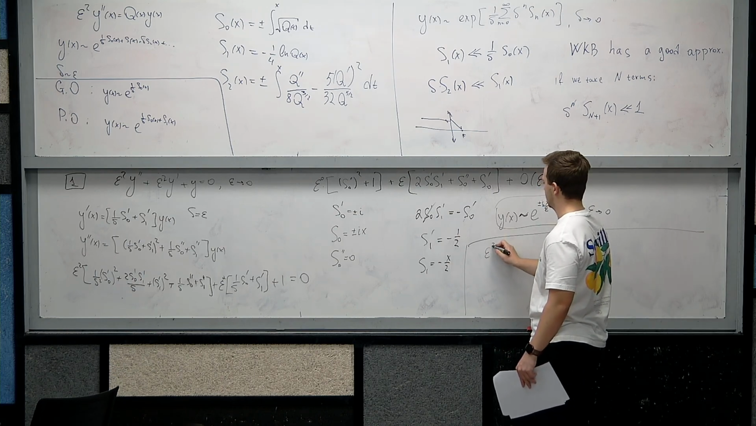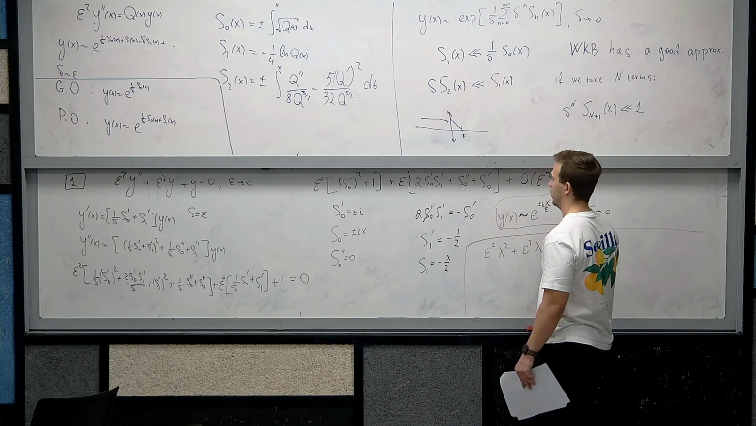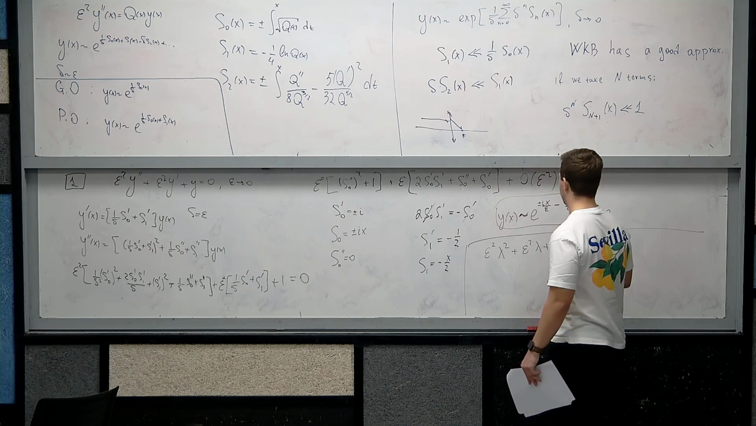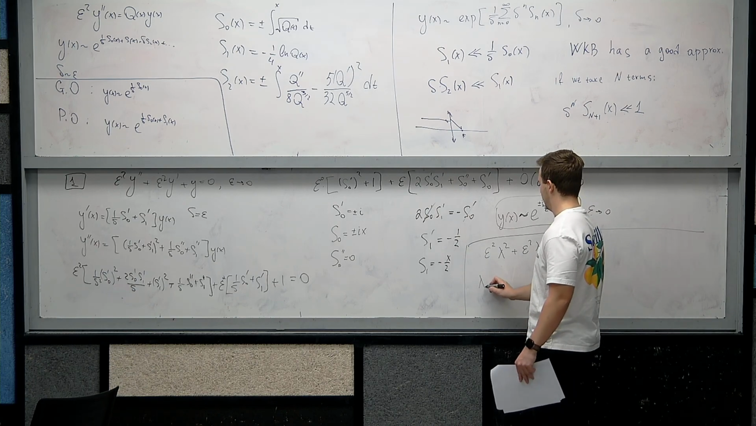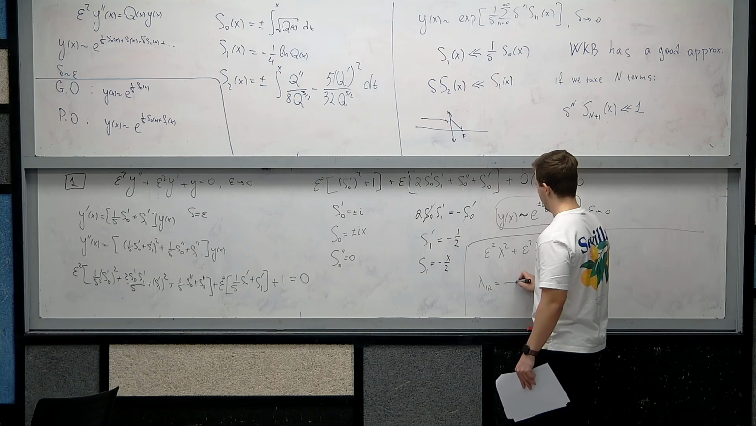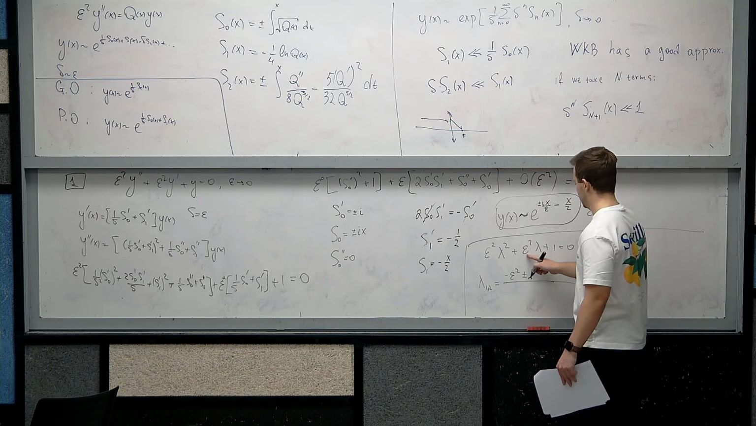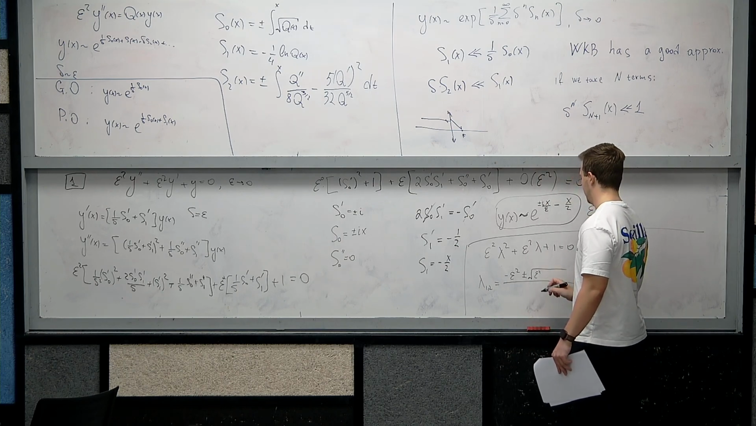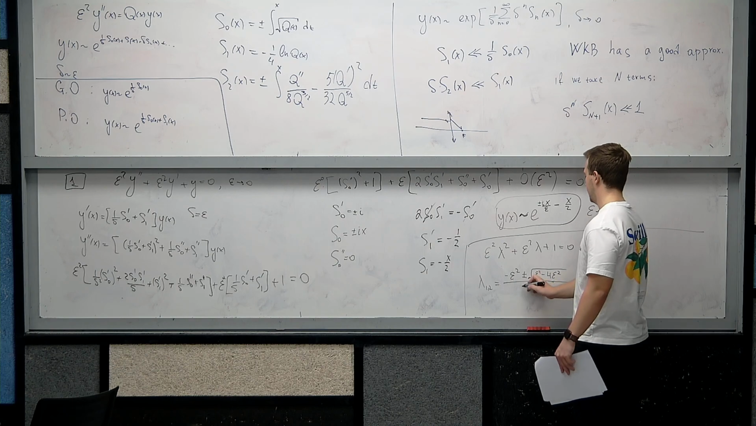So it's epsilon squared times lambda squared plus epsilon squared times lambda plus 1 equals 0. Okay, so let's solve it for lambda. Lambda 1, 2 equals minus epsilon squared plus minus square root of, this is squared, so epsilon to the 4th, and minus 4 epsilon squared, divided by 2 epsilon squared.